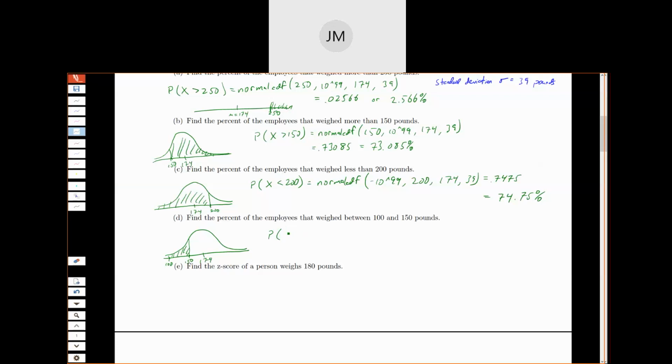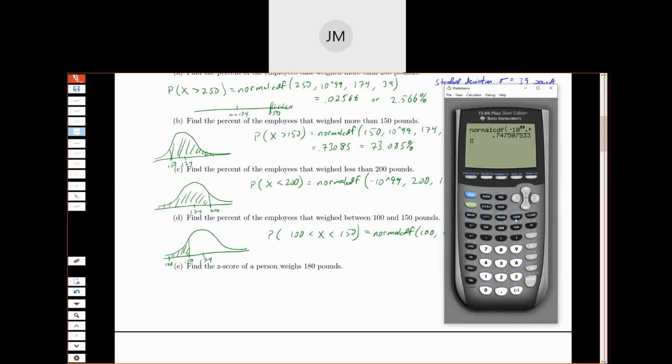So if I write this as a probability statement, I want my random variable x to be in between 100 and 150. So when I write my normal CDF, the lower value is 100 and the upper value is 150. The mean and standard deviation have been the same for the whole problem. And here I get 0.2403.